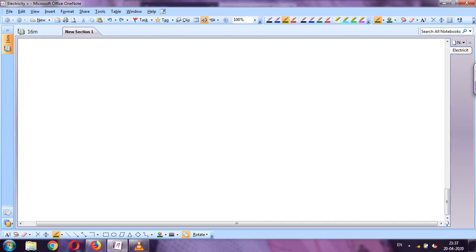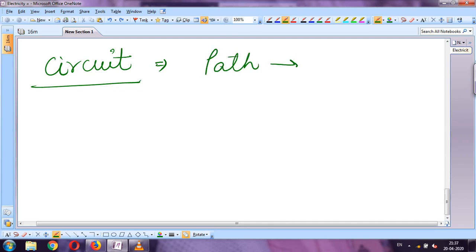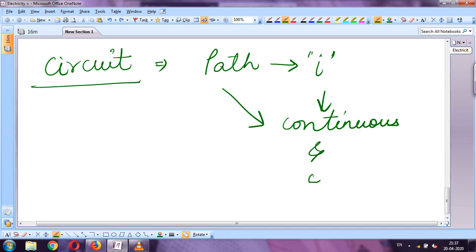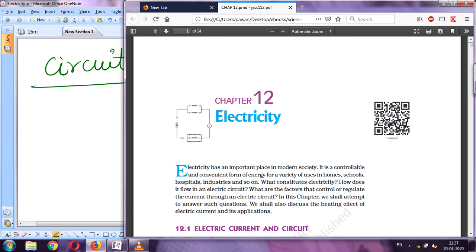Now the next thing is electric circuit. We will see this. What is an electric circuit, children? An electric circuit is a path on which electric current flows. It is a path where electric current flows, and that path will be continuous as well as closed.